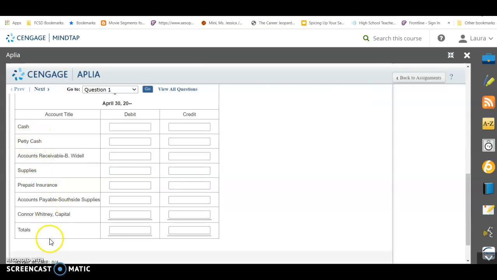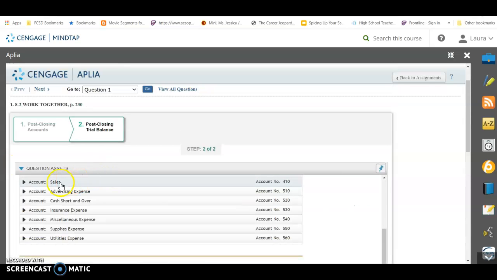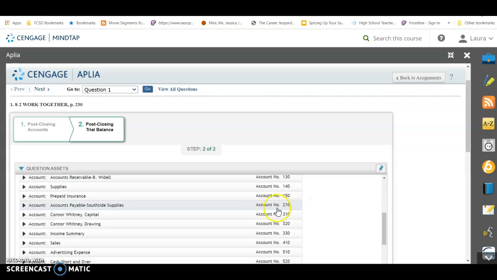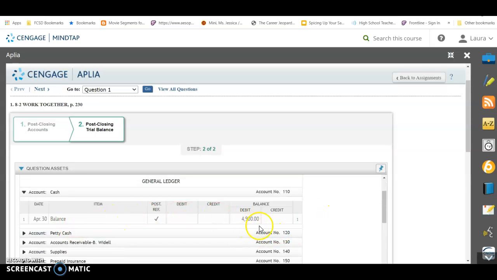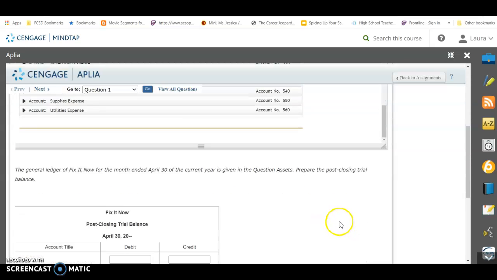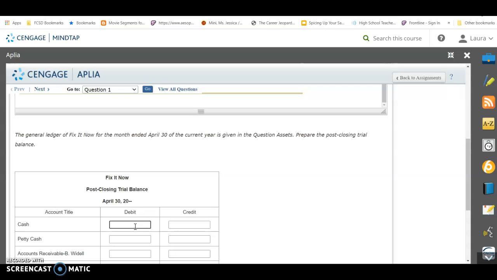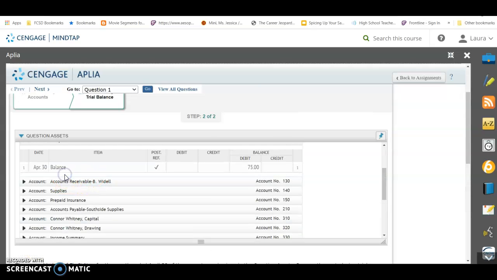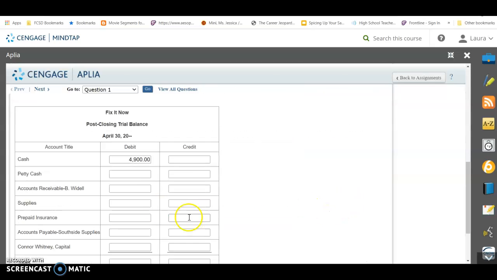It tells us which accounts we're looking at, and now we just have to go into the ledgers to find the balances. The first one is cash. We're going to open up cash, and you're looking at the last entry. In this case, there's only one entry here, so our balance is $4,900. That's the amount we're going to plug into the debit down below. Now we're just going to continue on. The next one is petty cash. We go to petty cash, and the balance is a $75 debit. So we're going to plug that in.